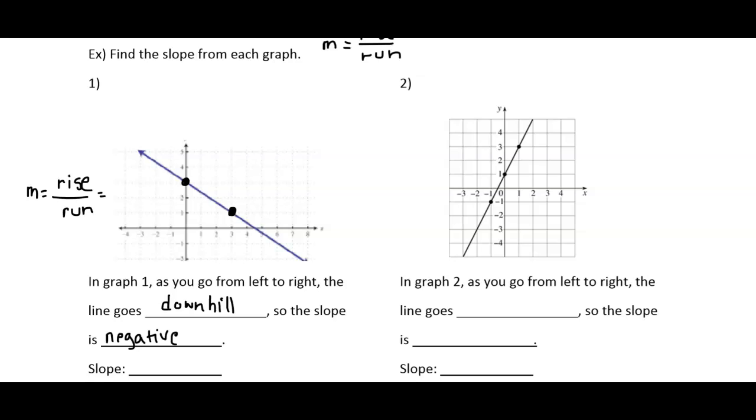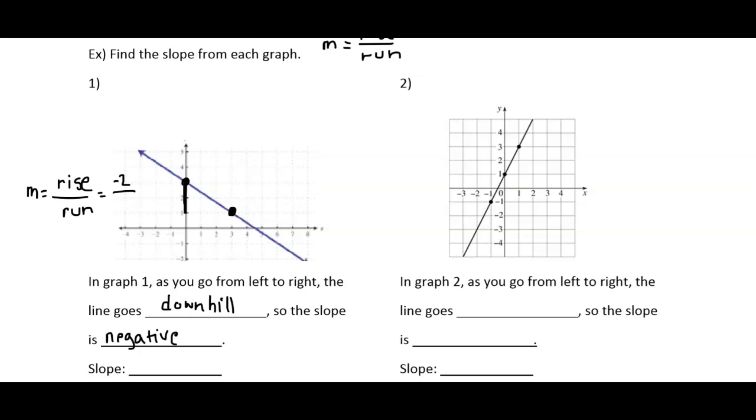So my rise, I'm going to start here and see how I get down to where this point is. Just going rise. So I draw this perpendicular line right here, a straight up and down line. And how far did I go down? I went down 2 to get to where this point lays. Okay, so my rise is negative 2 because I went down 2.